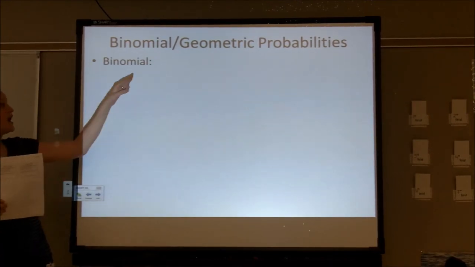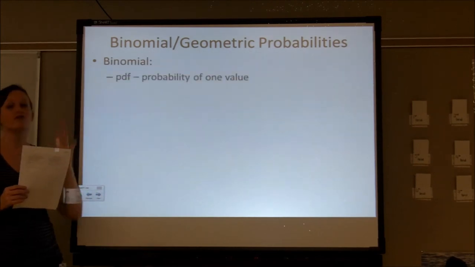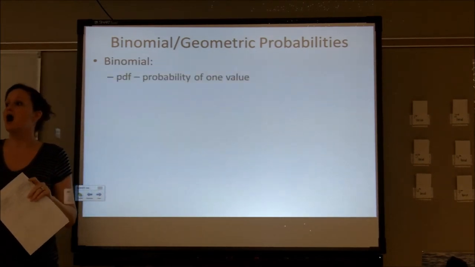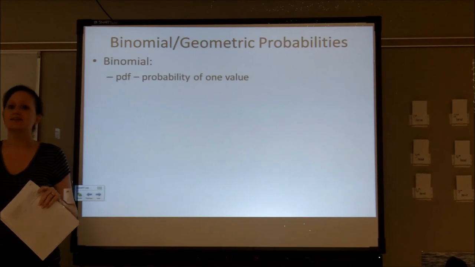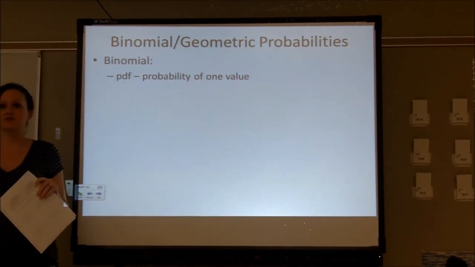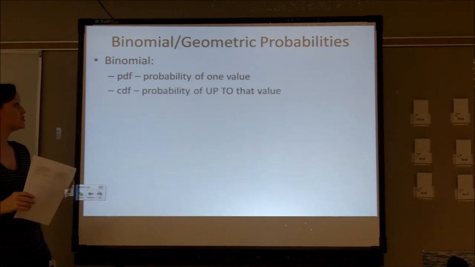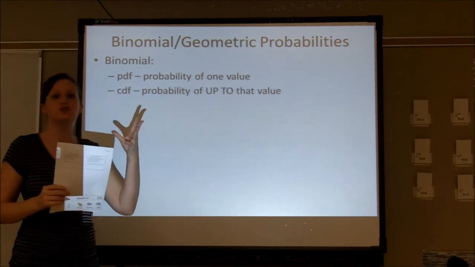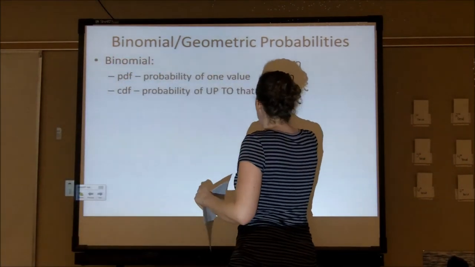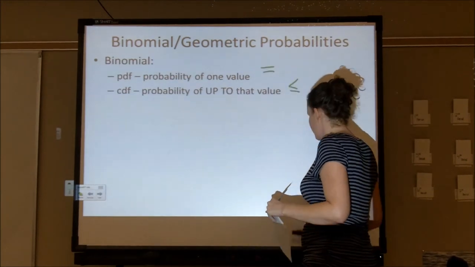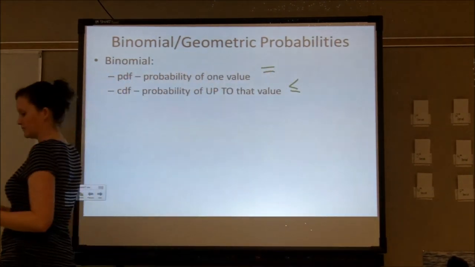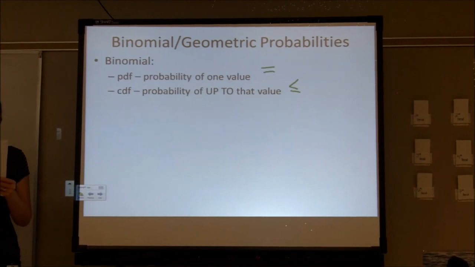Yes. So PDF is if I wanted the probability of one particular outcome, the probability of getting exactly five ones or something like that. CDF is cumulative, it's the probability of up to that value, less than or equal to. So PDF is equal to, CDF is less than or equal to. Okay?